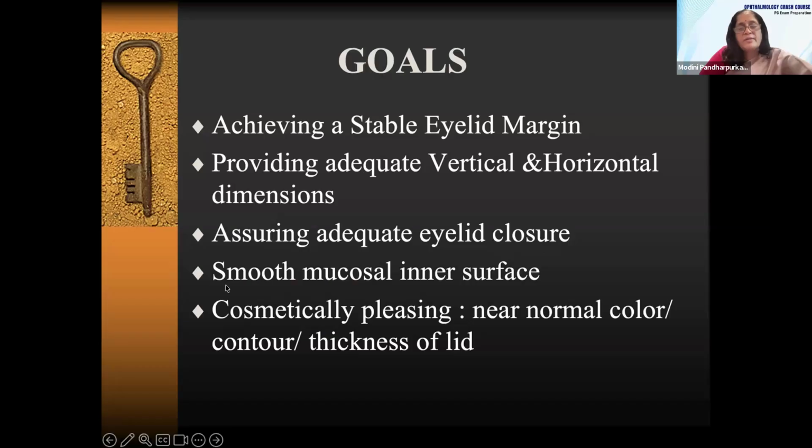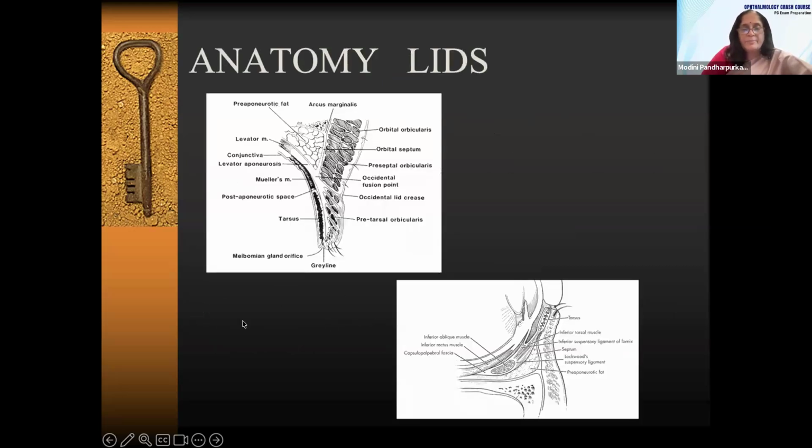So you have to achieve finally a stable eyelid margin, which is required for tear film stability, to spread the tear film, and also not to injure the cornea. Then there should be adequate vertical and horizontal dimensions. Otherwise, you have lagophthalmos, or open lids when the person attempts to sleep, which does not really protect the cornea. Then a smooth mucosal inner surface, because you do not want the cornea to get abraded. The last goal, also very important but the last one we think of, is a cosmetically pleasing symmetry.